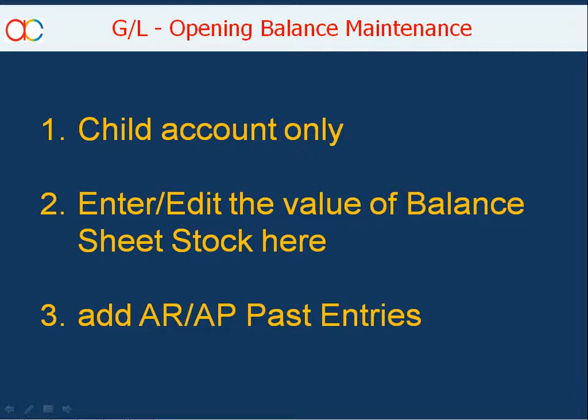Number 3, though you may, it's not advisable to key in opening balances of personal accounts, debtor or creditor, directly here. Instead, add the past entries at AR or AP menu, and the debtor or creditor opening balances will be updated immediately. In such a way, the system is able to recognize the entries, show them in debtor statement, and allow them to be knocked off against payment in future.